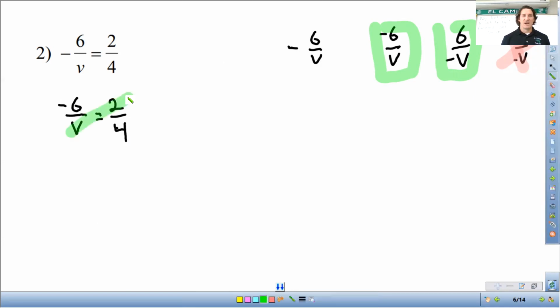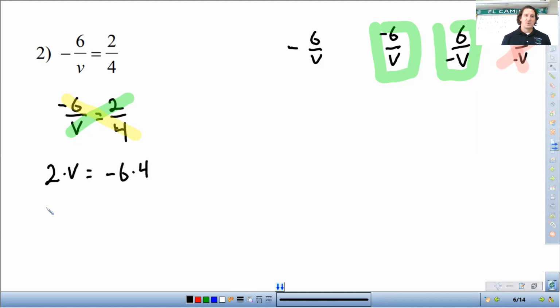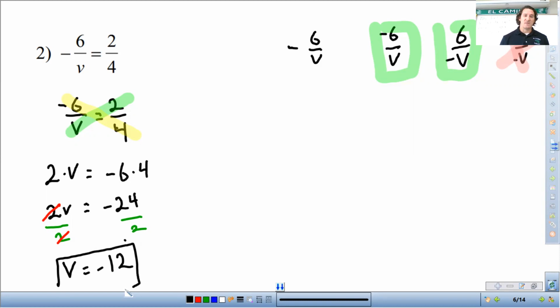So it's going to be v times 2, and then negative 6 times 4 on the other side. So v times 2, or 2v, is equal to negative 6 times 4, which is negative 24. To solve for v, this is multiplying, so the opposite of multiplying is dividing. The times 2 and divide by 2 cancel out. So all you're left with is v is equal to negative 24 divided by 2, which is negative 12. Make sure you're keeping track of those negatives.